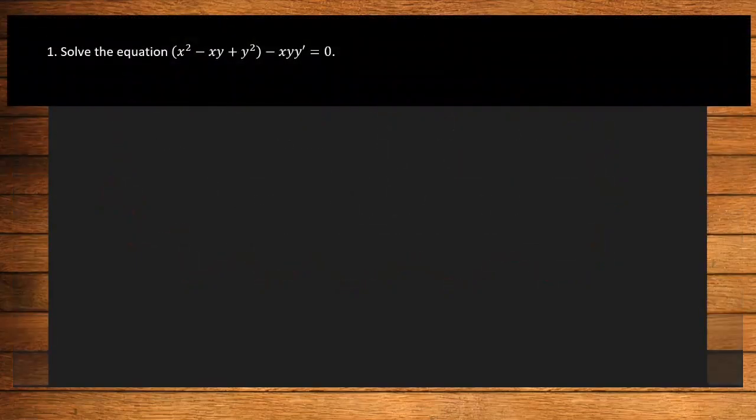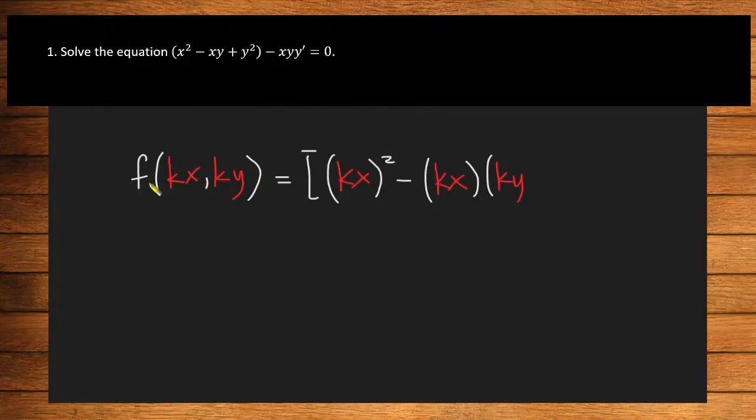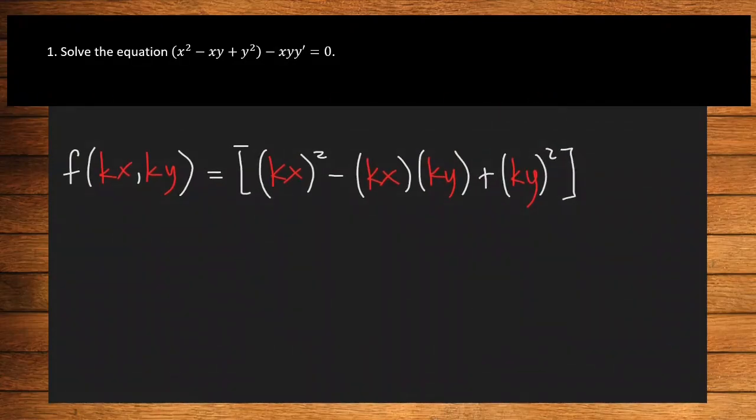So let's take this example here. Solve the equation x squared minus xy plus y squared minus xy y prime equal to 0. Before we proceed with this method, we need to check if our equation is homogeneous. From our definition, again from our last video, what you will do is replace x by kx and then y with ky.